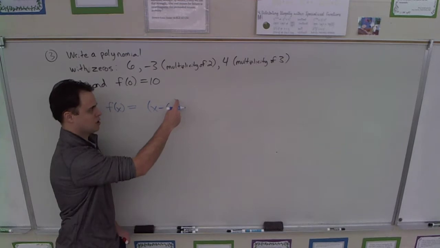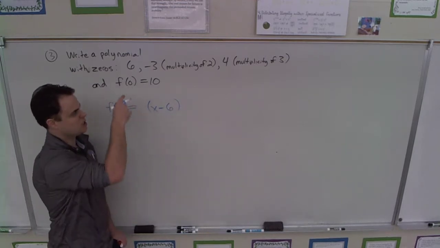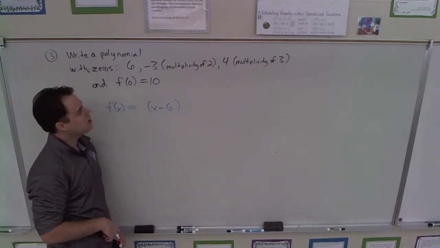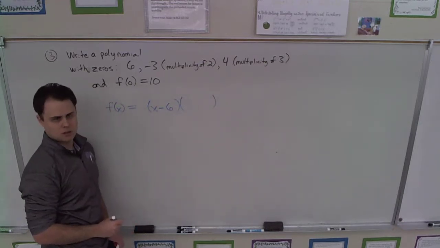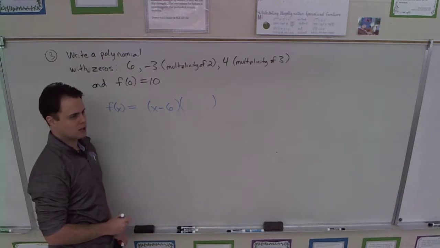If I want it to happen more times, I could put an exponent. They didn't say anything, so I'm just going to go. All right. So the next one is negative 3, so I want to multiply, right? Times what other factor to make negative 3 happen?